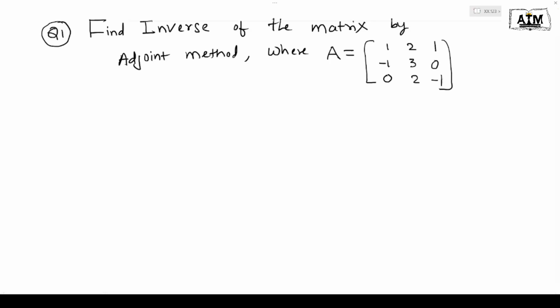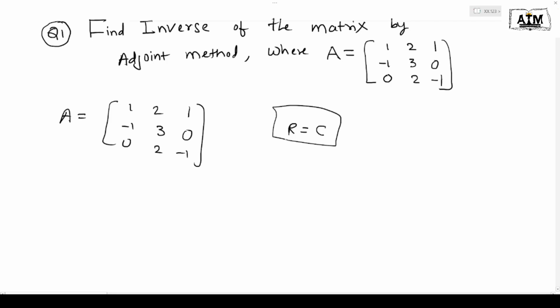Welcome back. In this video, we are going to find the inverse of the matrix by using the adjoint method, where matrix A equals [1, 2, 1; -1, 3, 0; 0, 2, -1]. It has 3 rows and 3 columns. The number of columns equals the number of rows.